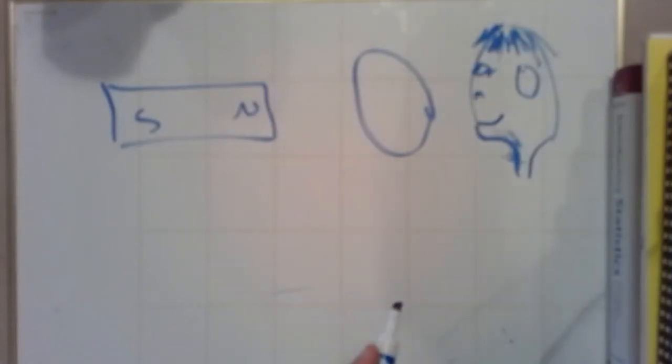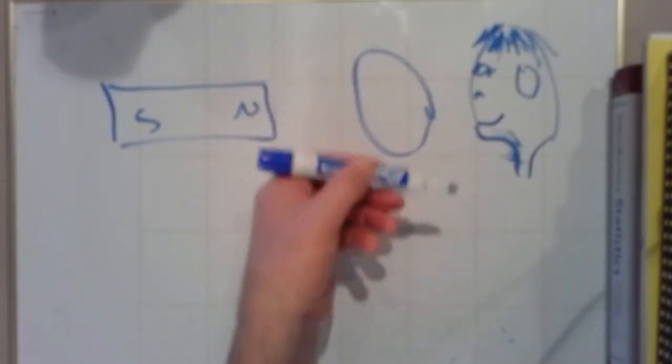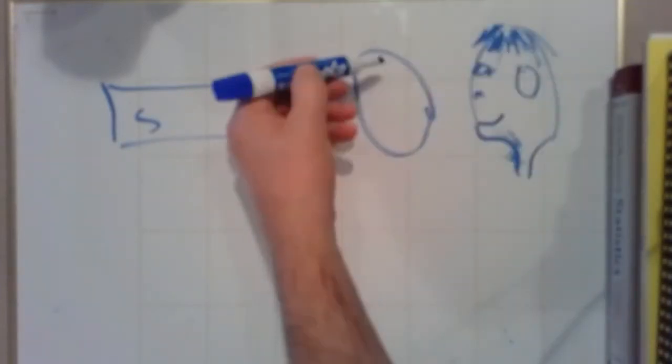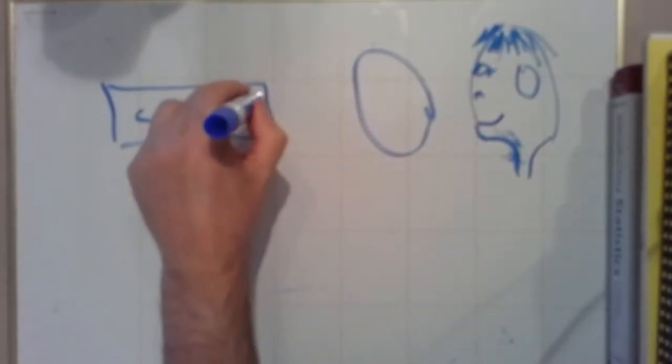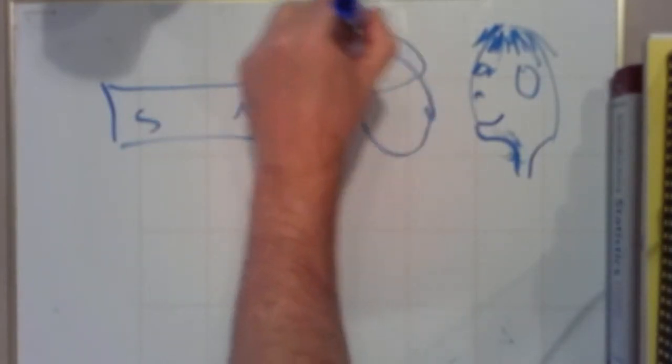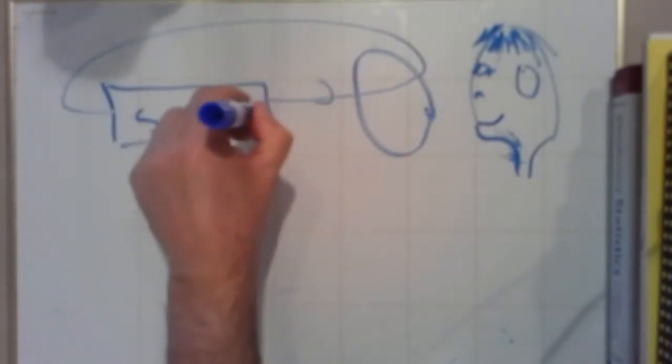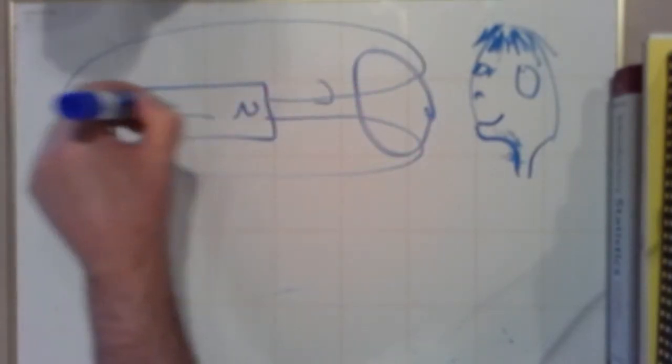Okay, let's do some Lenz's law problems. We've got this magnet just sitting still right now. We've got this loop in front of this guy's face. It's supposed to be somebody's face who's looking that way, and the loop is going like this. Right now, the magnetic field lines are going out from north and back into south. And remember, they go all the way through the magnet.